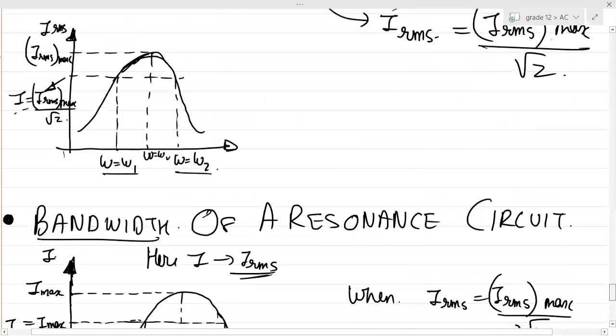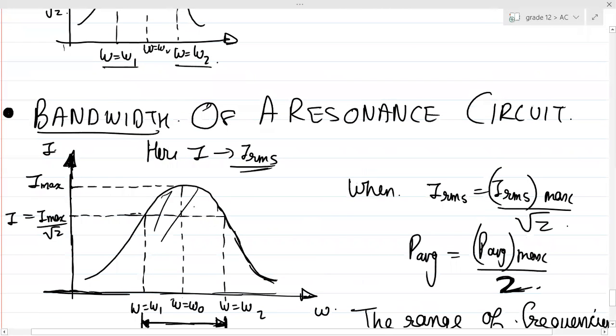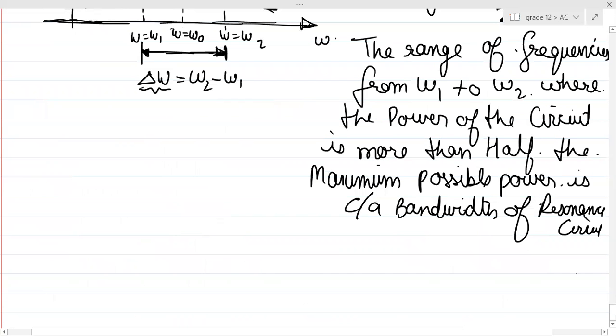So this region where the current is this much, or the power is greater than half of the maximum power, is the region from omega 1 to omega 2, and this range of frequencies is defined as the bandwidth. Is this clear? Shall we start calculating this bandwidth? This is the derivation in your school.